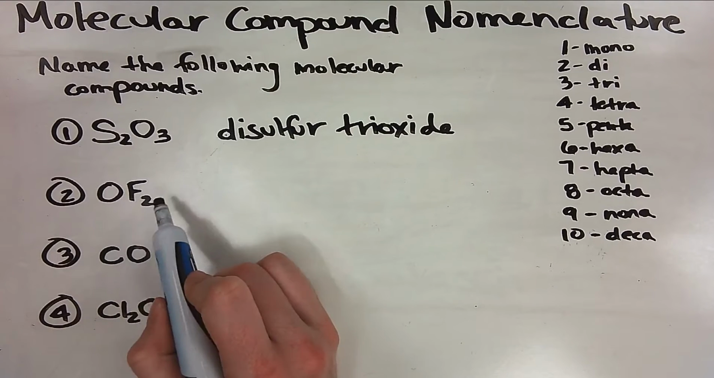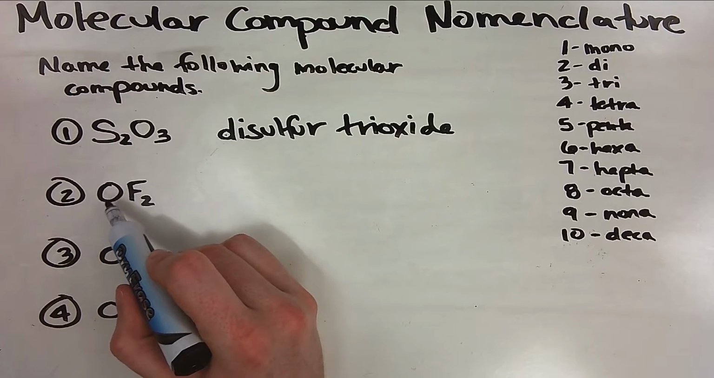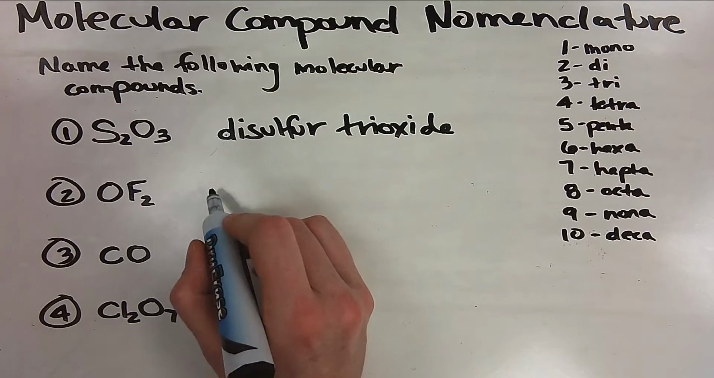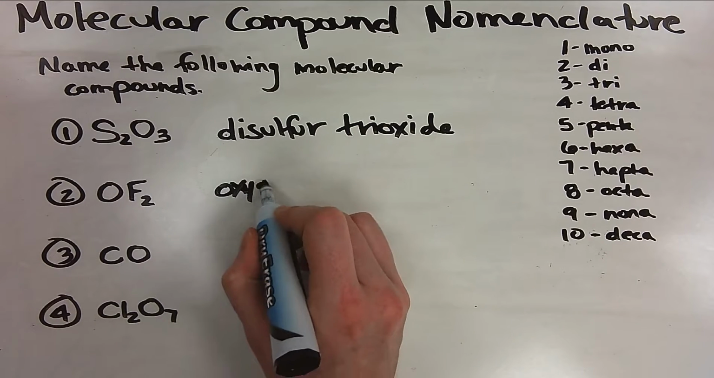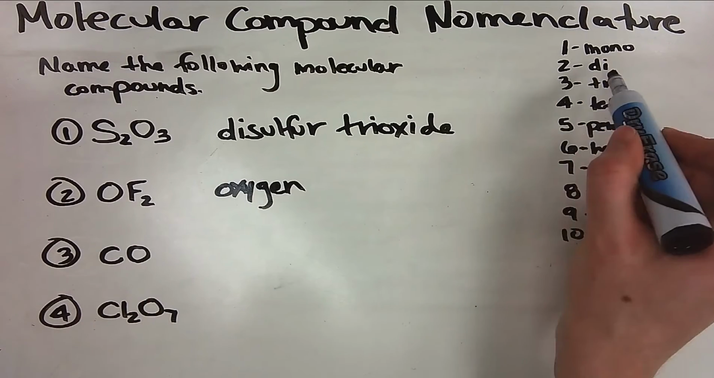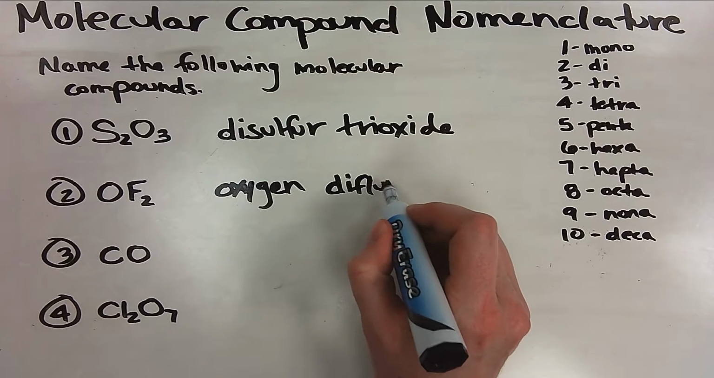Number 2, I have oxygen and 2 fluorines. So I have to remember the rule that if there's only one out front, I don't use the prefix mono. So this is just going to be oxygen. And then I have 2 fluorine, so I'm going to use di. And instead of fluorine, it will be fluoride.